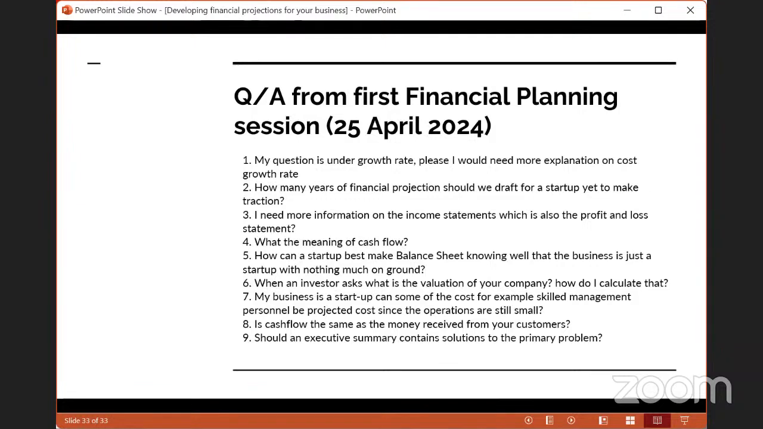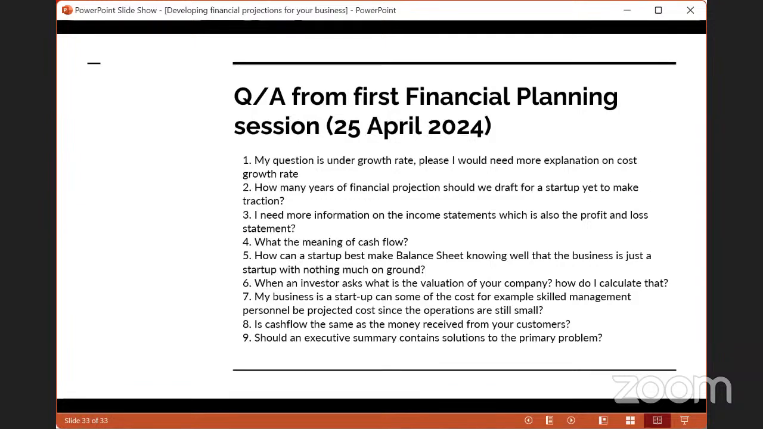When an investor asks, what's the valuation of your company? How do I calculate that? So valuation is a very specific type of calculation that is usually not accounted for in financial projections. There are different ways to value your business. There are different techniques you use. So you will typically enlist the services of a financial advisor that will help you look at different parts of your business, your management team, your revenue, your market, and then it will build an estimate of, based on all these different factors, this is what the value of your company would be. But it's a bit technical, so you're usually recommended to get a financial advisor to help with this.